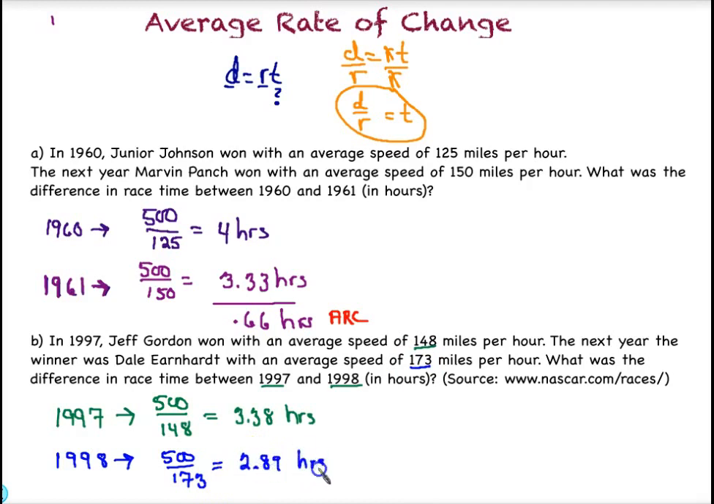So the key is to determine if the average rate of change between 1960 and 1961 matches the average rate of change between 1997 and 1998. If we subtract these two like we did before, we get 0.49 hours. So we have a different average rate of change. So what does this mean? What is this going to look like? Well, let's go ahead and make a table of values and then graph this.